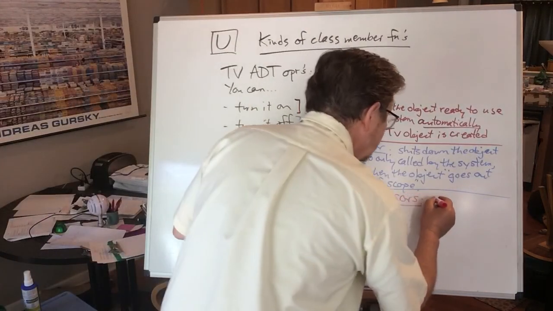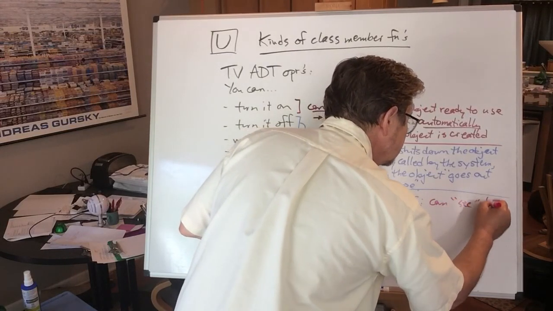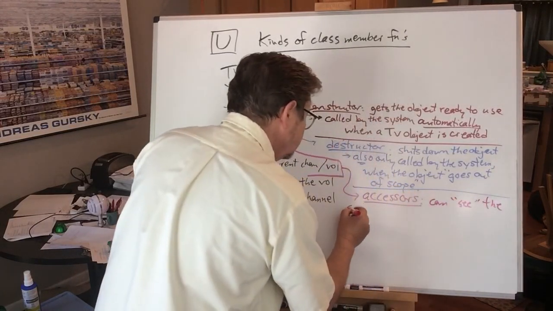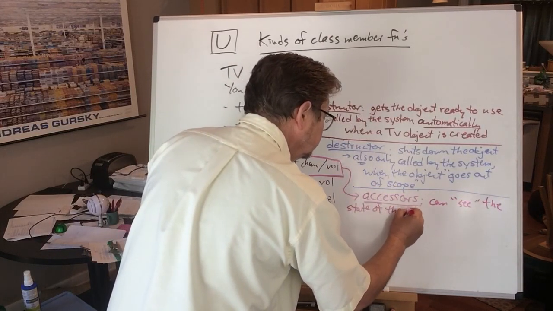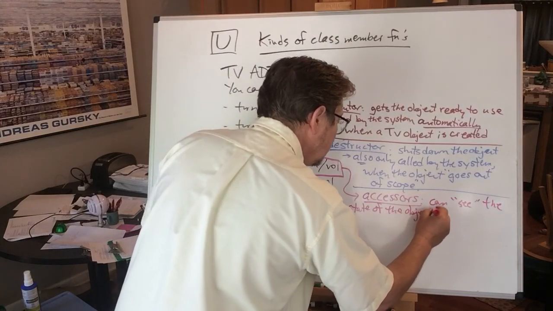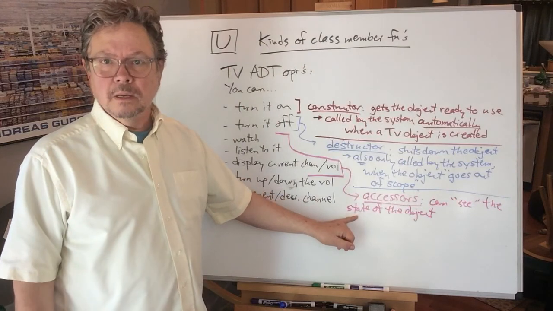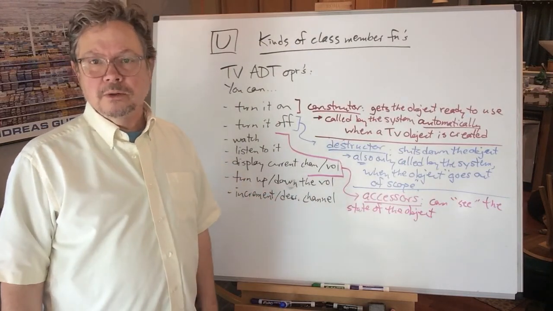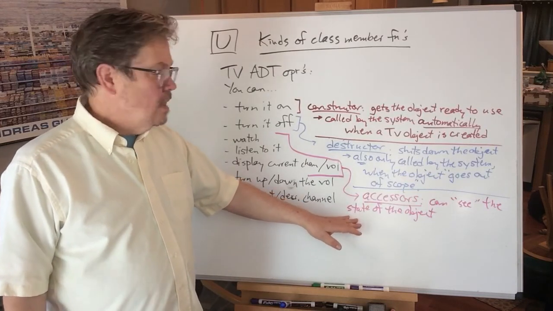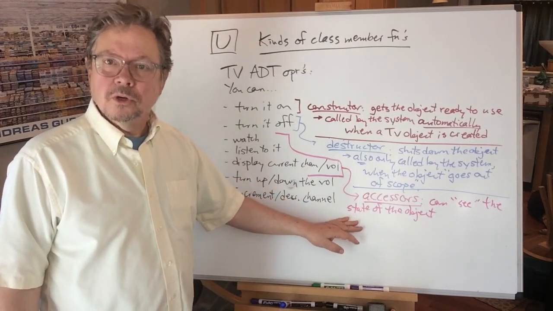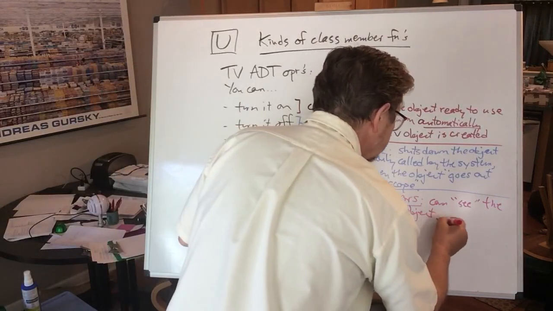These can access or "see" the state of the object. There's another term. I'm trying to use the OOP lingo here. The state of the object. In other words, they can look and see what the values of the private variables are. That's exactly what that means. They can see the state of the object. They can see what the current channel is. They can see what the current volume is. But they cannot change it.